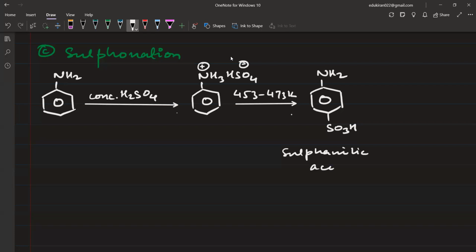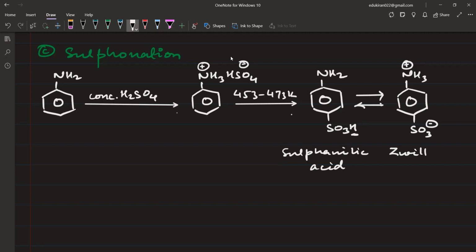Sulfanilic acid. This hydrogen of sulfanilic acid is still acidic, and that is why it is present in an equilibrium of some sort, with this hydrogen getting abstracted by the NH2 group. So you have NH3 positive here, and here you have SO3 negative. Now, compounds which have both positive and negative charges in the same molecule, we call this a Zwitter ion.